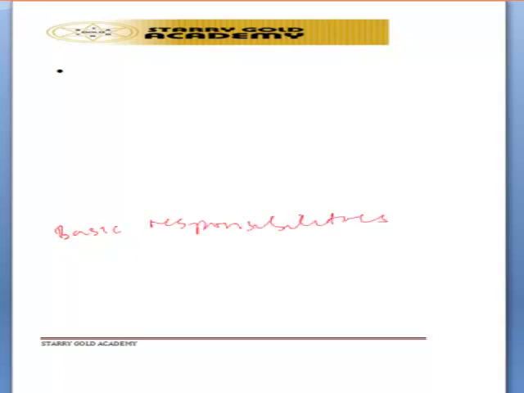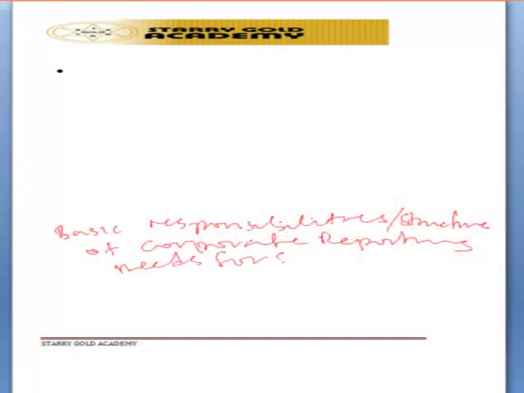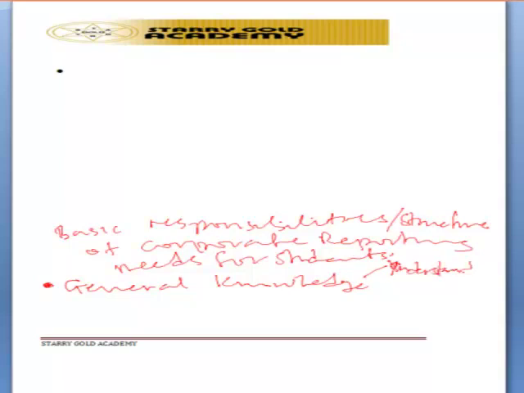Basic responsibilities. Now, basic responsibility, or I can say structure of corporate reporting needs. Corporate reporting needs for students. What you have learned from previous studies involve your calculations, your ability to prepare computation, but at this level you are expected to have understanding of some general knowledge. Now, your general knowledge can be your understanding of previous accounting standards, your understanding of accounting standards.